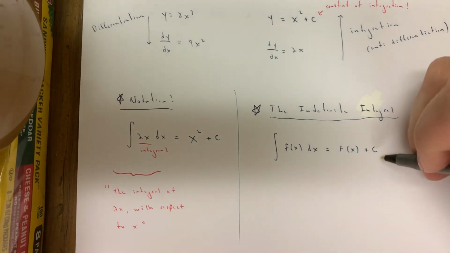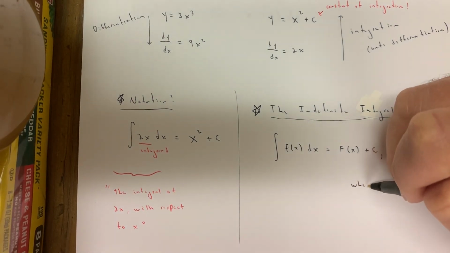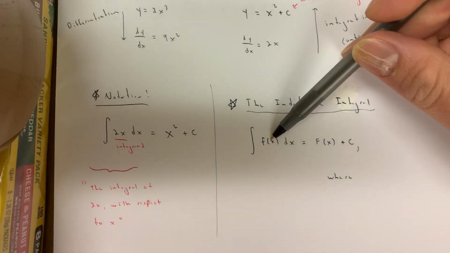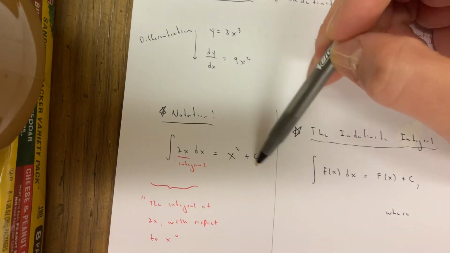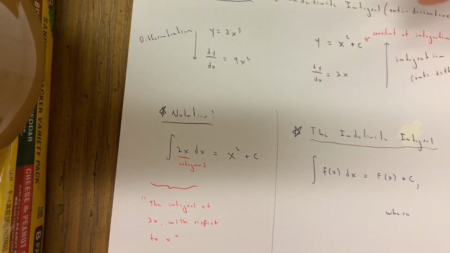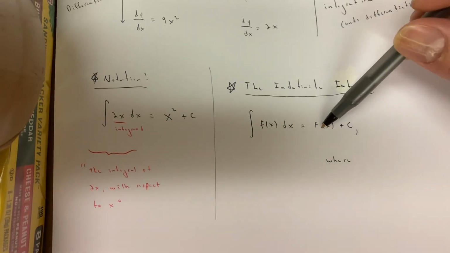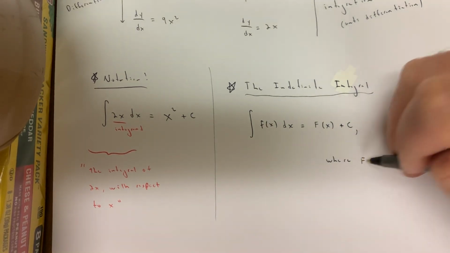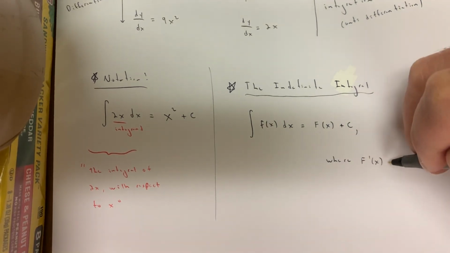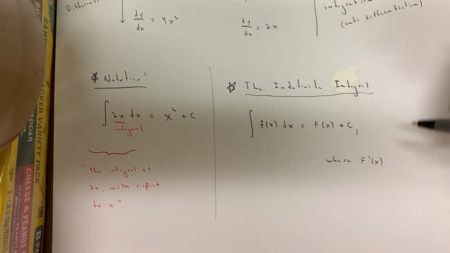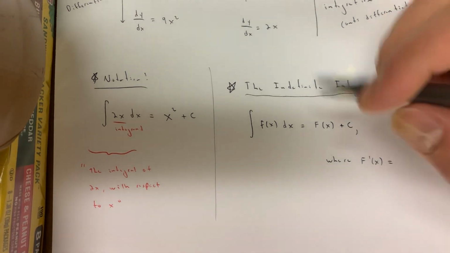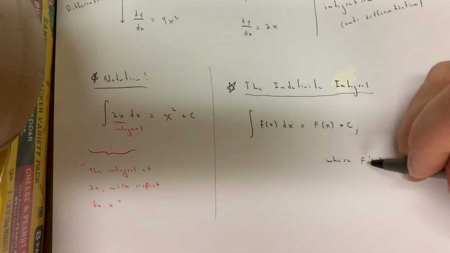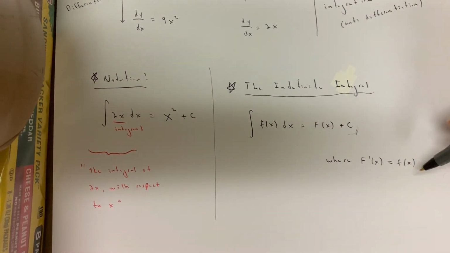So you got to put a little disclaimer. We put a comma and we say where. If you take the derivative of the answer, you have to get back the integrand. Just like over here, you took the derivative of x squared plus c, you got 2x, you got the integrand back. So if you take the derivative of big F of x plus c, you know how to take the derivative of big F of x? The derivative of big F of x is just big F prime of x. The derivative of c is just 0, so we don't put it. And when you take that derivative right here, it has to be equal to the integrand. So big F prime of x equal to f of x.